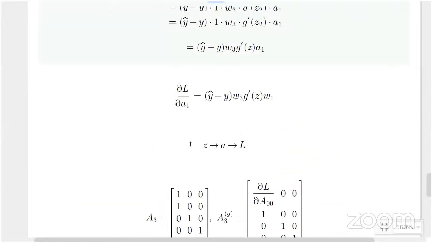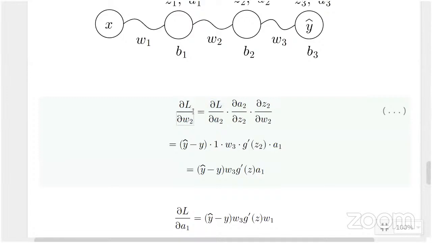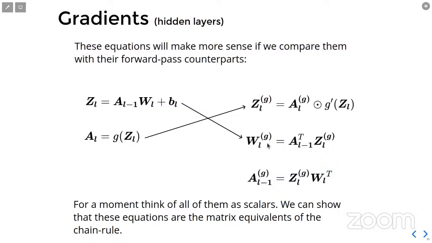Right. So for example, dou L by dou W is what? Dou L by dou Z into A1, right? That is what we had. Instead of that, we have A transpose into dou L by dou Z, which is ZG. Okay, so I know that this is kind of unnecessarily complicated, but you just have to get used to this notation. Yeah, the notation is the thing.